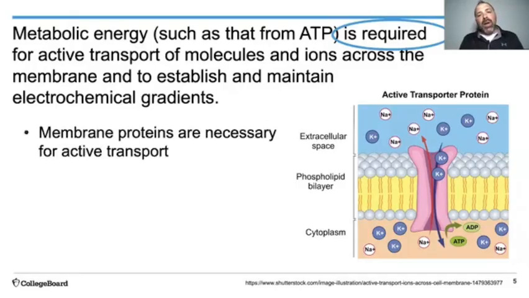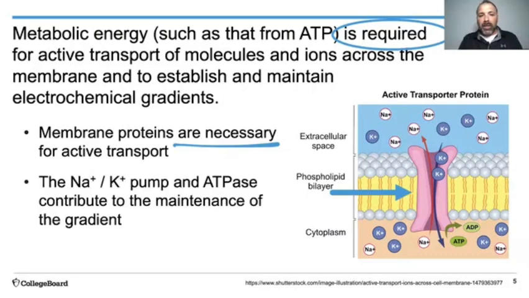And so membrane proteins are also necessary for active transport. Without these membrane proteins, active transport cannot occur. My little arrow there is pointing to a membrane protein. Those are integral proteins, which means they go through the cell membrane. You've probably already talked about this, but those are the ones that pass through. So there's our integral membrane protein. And then the sodium-potassium pump, which you'll probably hear again in a further part of the course, and ATPase enzyme, they contribute to the maintenance of that gradient.